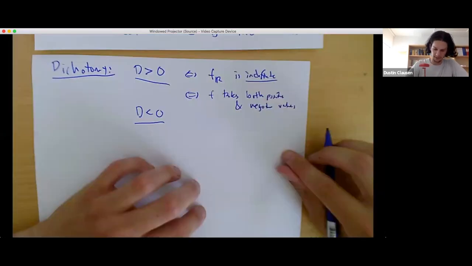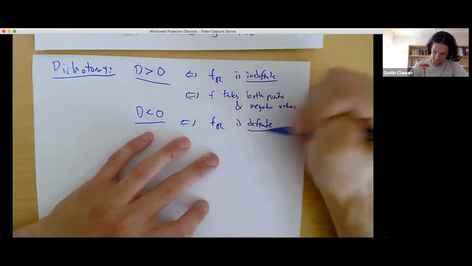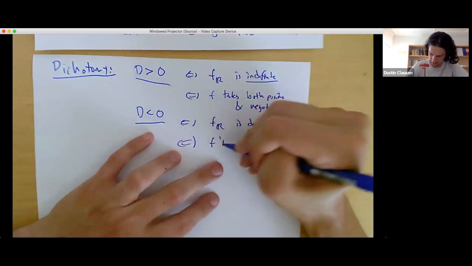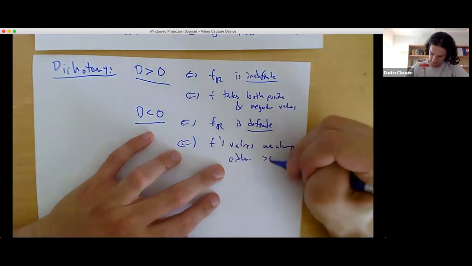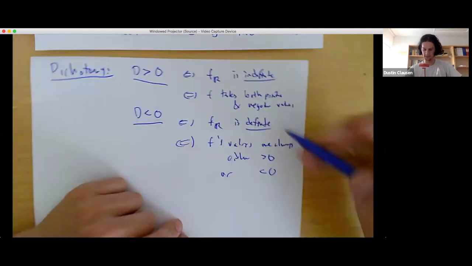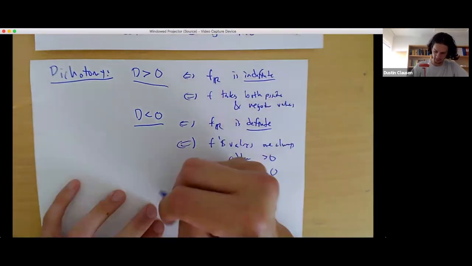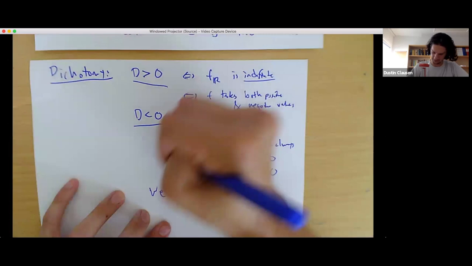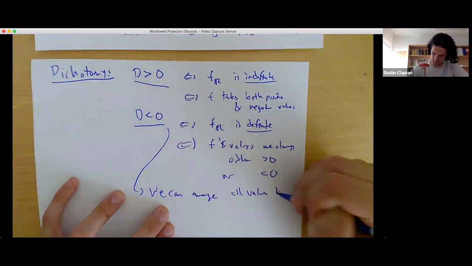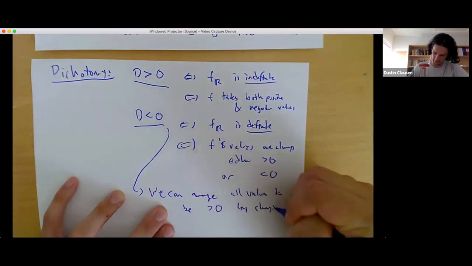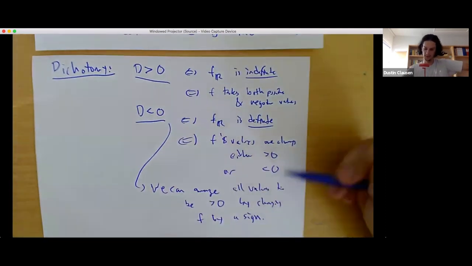And if the discriminant is negative, this is the same thing as saying that over the reals you're definite, and that's the same thing as saying that f's non-zero values are always either greater than zero or less than zero. And in the second case, we can arrange all values to be positive by changing f by a sign. So we just replace f by minus f and we switch between these two cases.